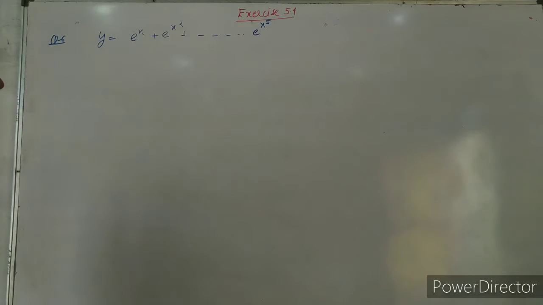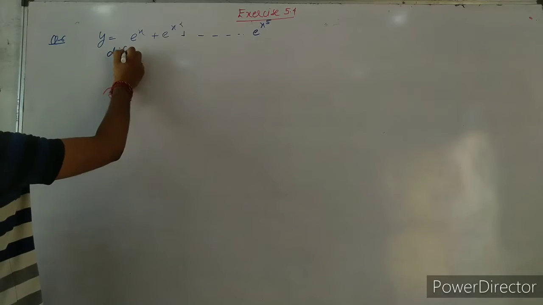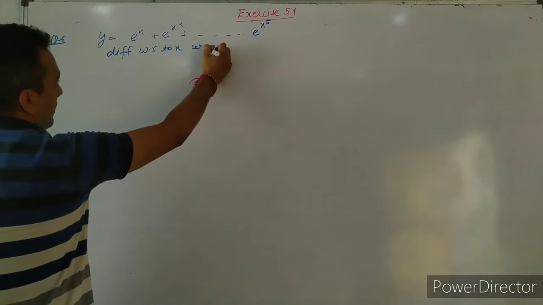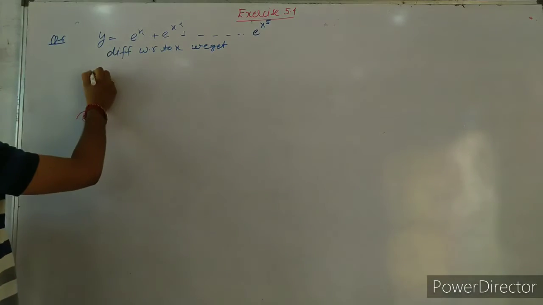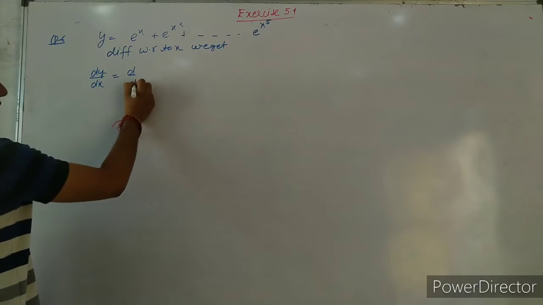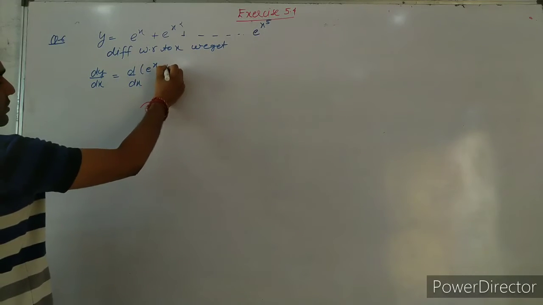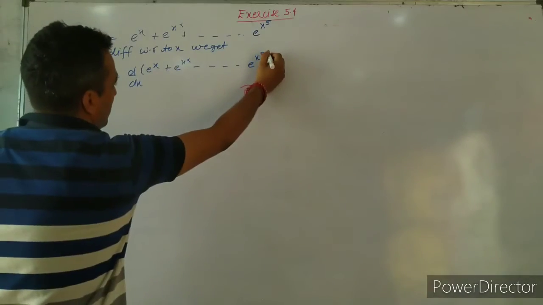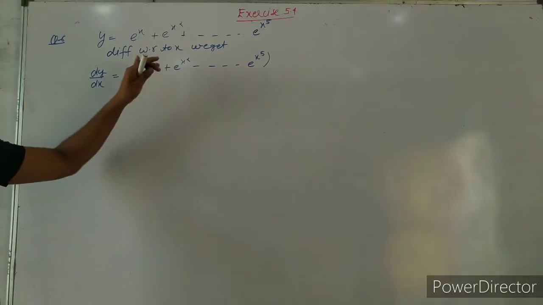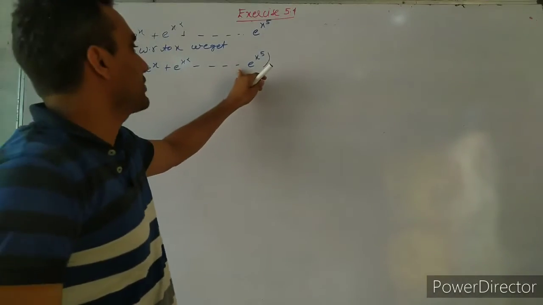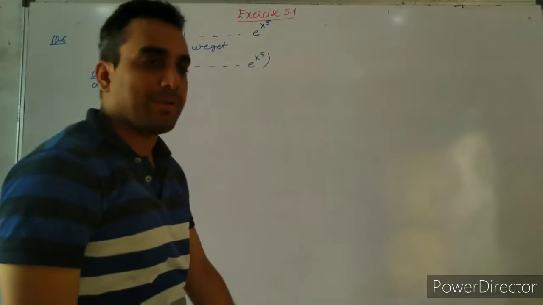So differentiating with respect to x, we get dy upon dx, and we are differentiating this whole series, which is not very big. If I want to write, we can write e to the power x plus e to the power x square plus e to the power x cube plus e to the power x to the power 4 and e to the power x to the power 5.